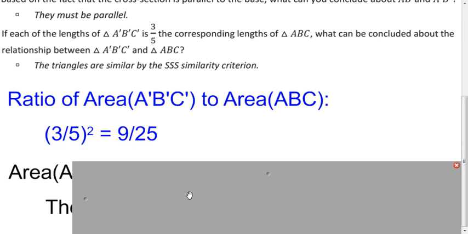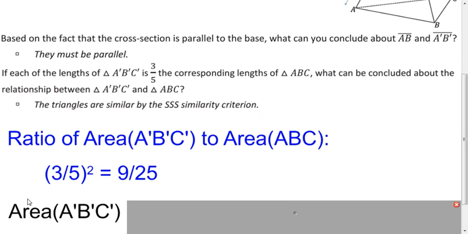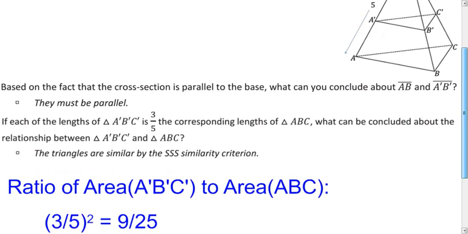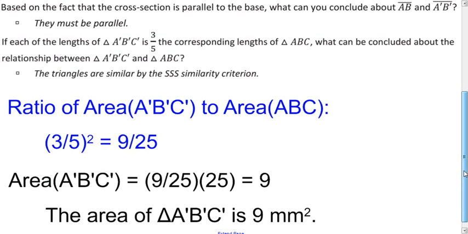And to figure out the area of the triangular cross section, we're going to multiply the ratio of the areas times the area of the base. And they tell us over here that the area of the base is 25 square millimeters. So multiply 25 by 9/25, and we get 9, so 9 square millimeters.